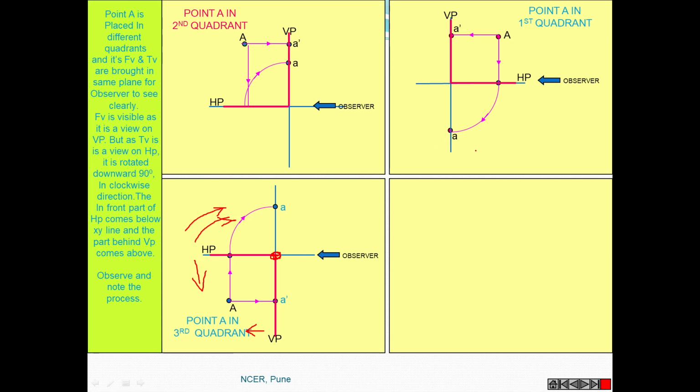So point in the first quadrant: front view above the XY line, top view below the XY line. Point in the second quadrant: both views are above the XY line. And point in the third quadrant: front view below the XY line, top view above the XY line.